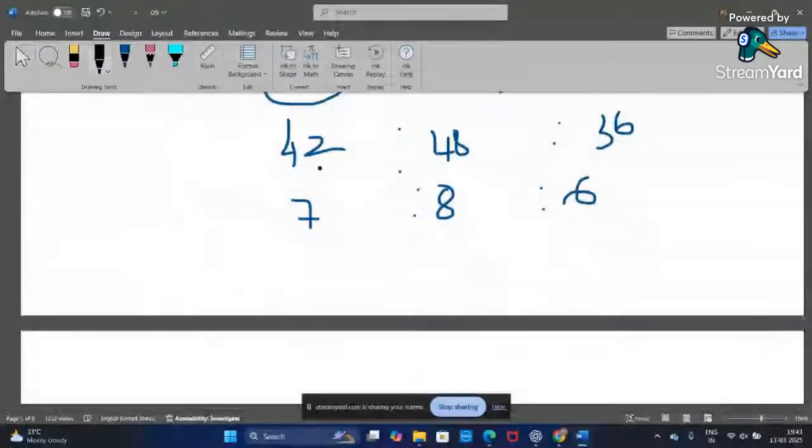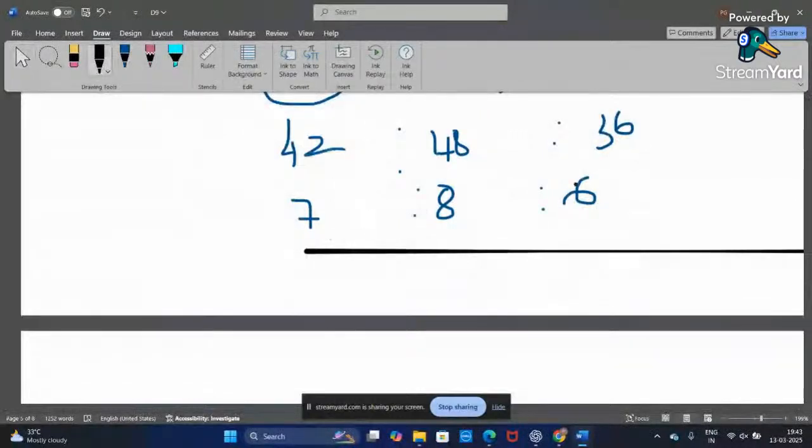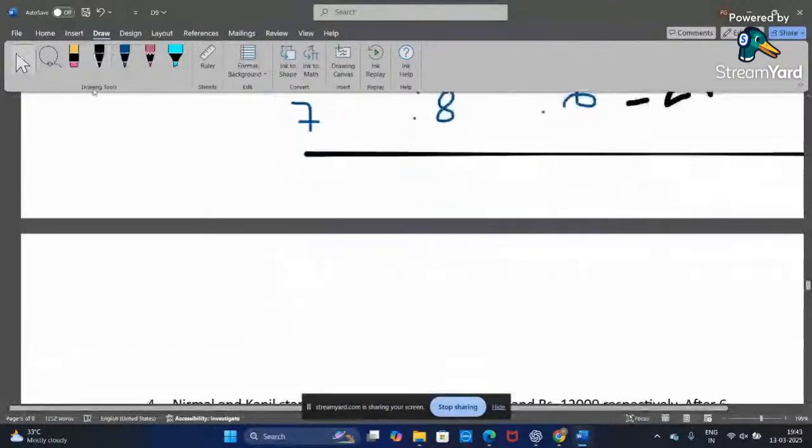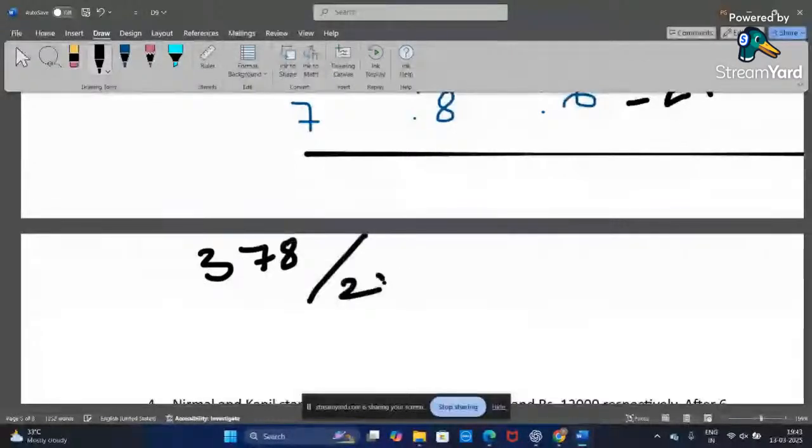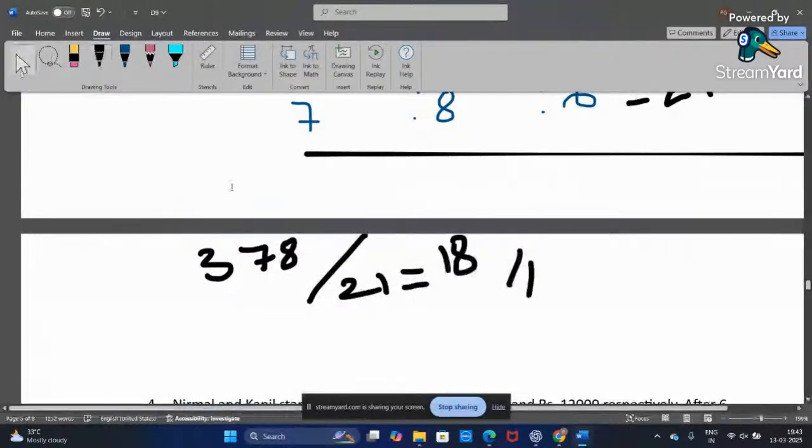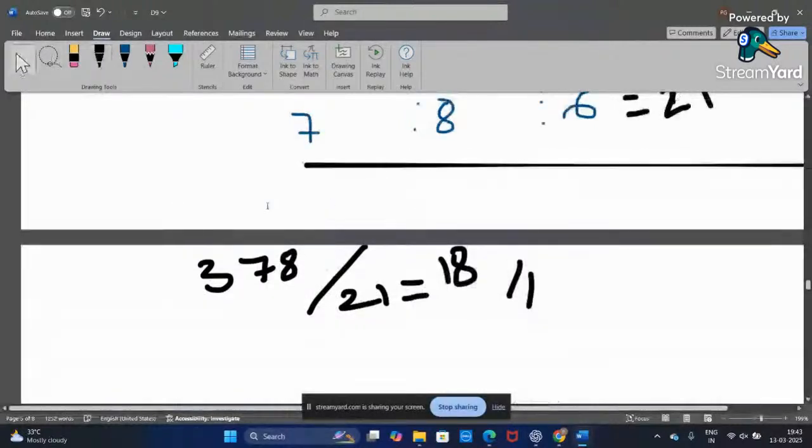Then to find the share, we have to add all the ratios. By adding 7 plus 8 plus 6, we'll get how much? 21, right? After adding, we have to divide the share amount. 378 divided by 21 is 18. With this value, we have to multiply with all the three ratios to find the answer.